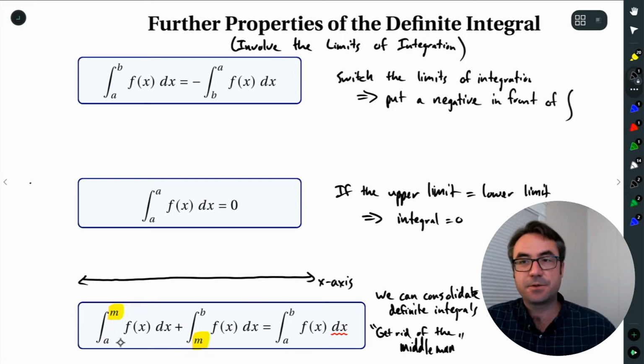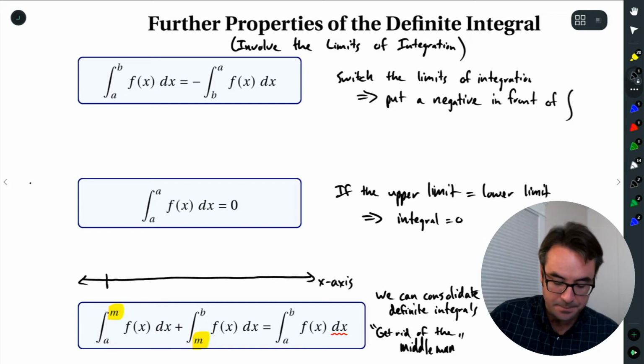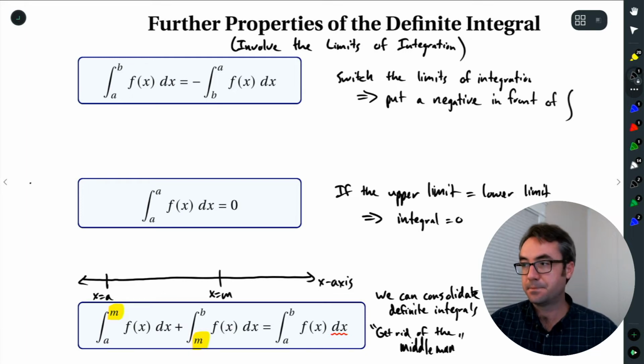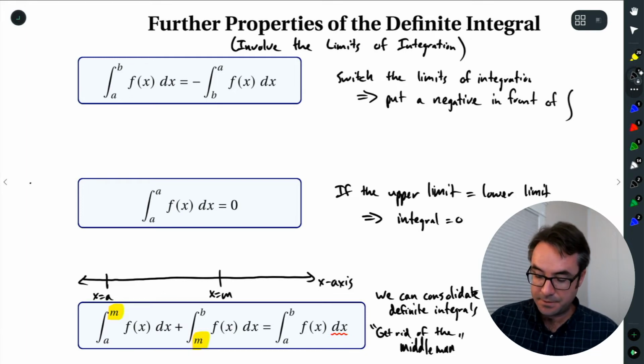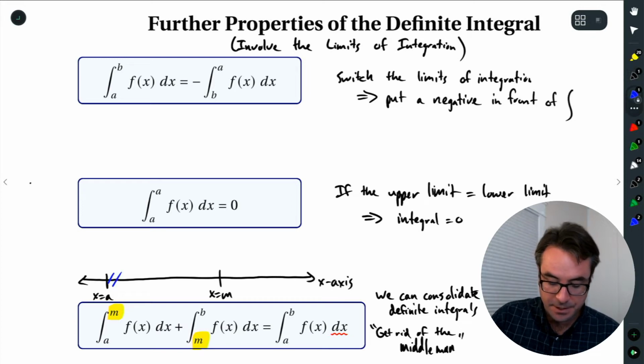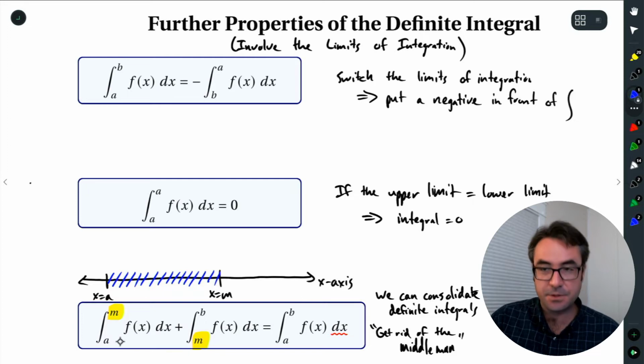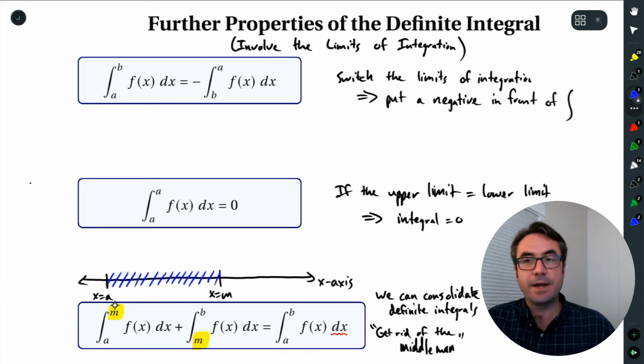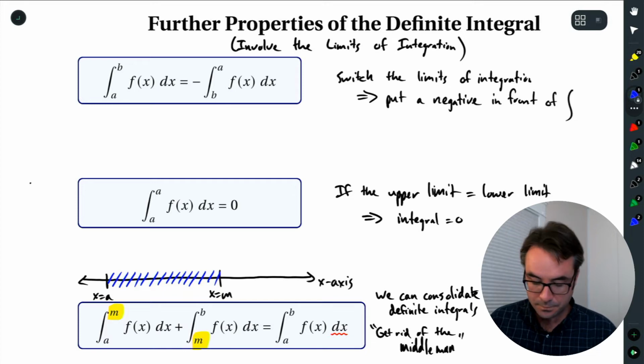So let's look at this first definite integral. Here we're starting integrating at x equals a, and we're going to x equals m. So that's what this first integral is saying. We're integrating our function from x equals a to x equals m.